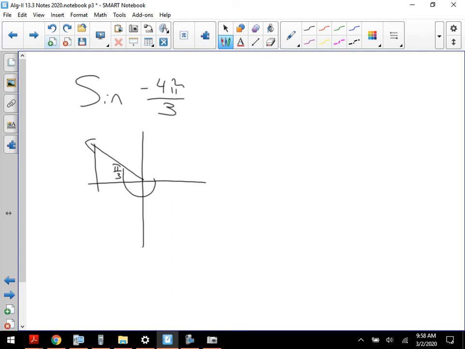What's opposite the 60? A root 3. What's next to the 60? A 1. In this case, I had to move it left 1. It's negative. And 2. Sine is opposite over hypotenuse. What's the sine at negative 4 pi over 3? Root 3 over 2.